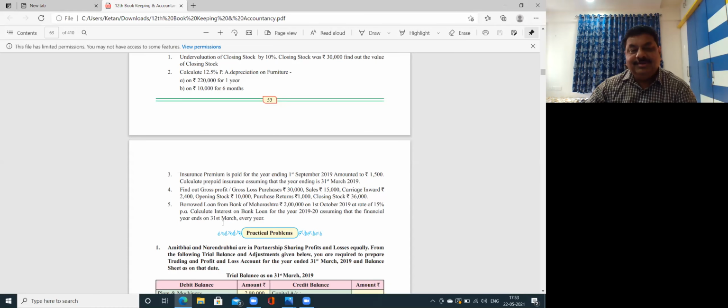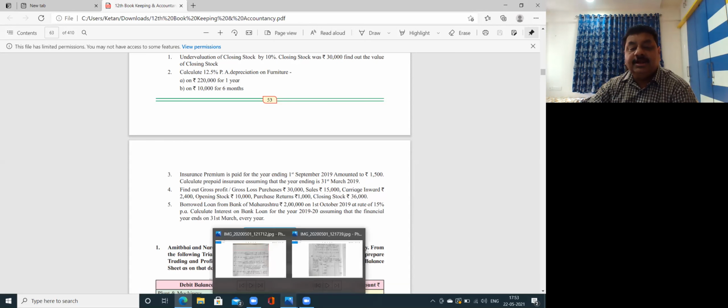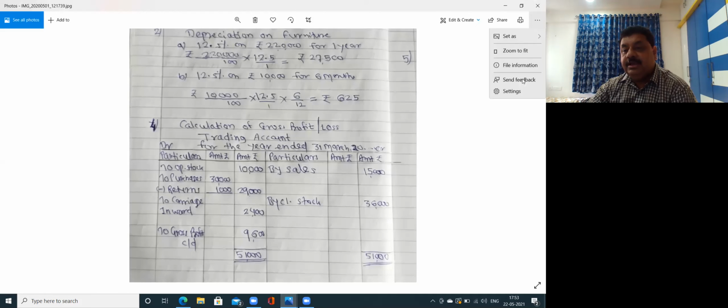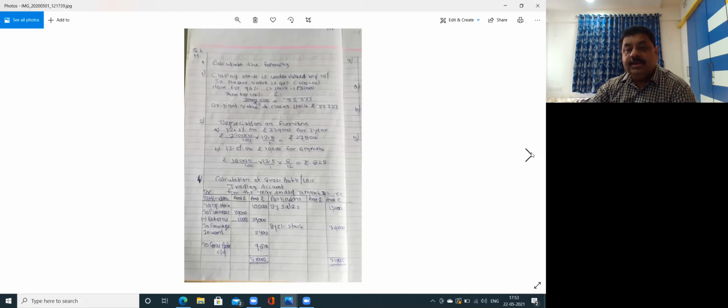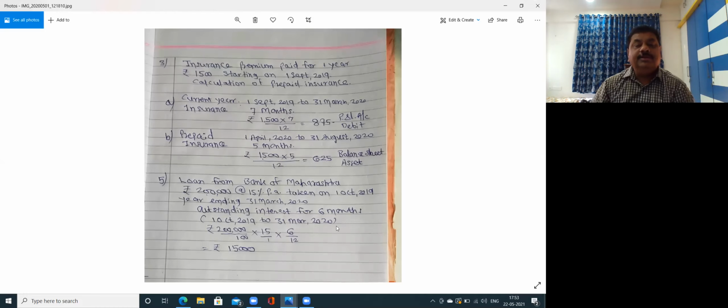And the last question. Borrowed loan from Bank of Maharashtra 2 lakhs on 1st October 2019 at the rate of 15% per annum. Calculate interest on bank loan for the year 1920, assuming that financial year ends on 31st March. What to do? You need to calculate actually 15% interest on 2 lakh per 6 months. 6 months interest is to be calculated. Okay, ते कसं इथं तुमच्या समोर आहे बघा, आपके सामने है.